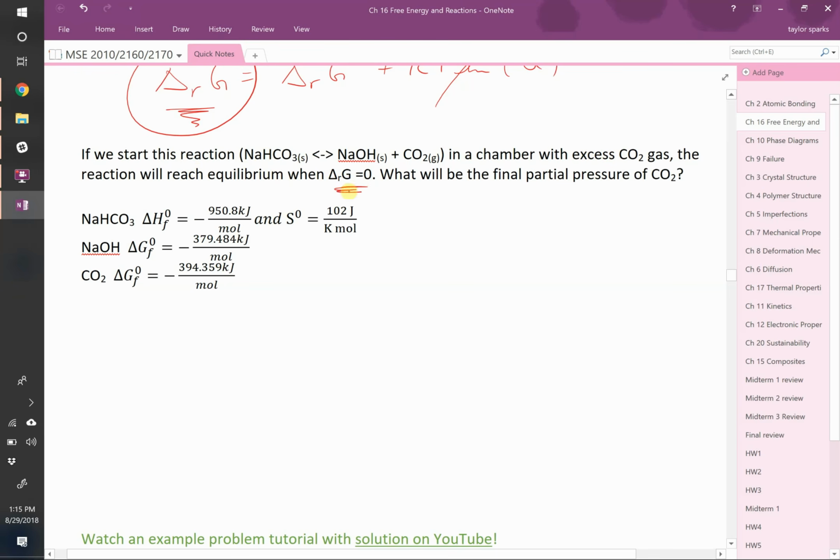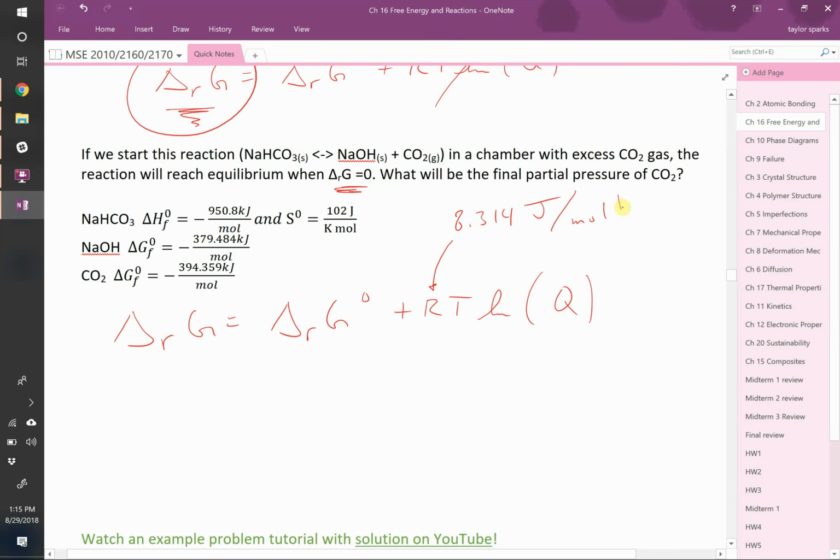When this equals 0, then there's no driving force for it to go from the beginning to the final state because they're at the same level, right? Where you start and where you end are at the same level, so there's no driving force for it to happen. The question is, what will be the final partial pressure of CO2 in this chamber at equilibrium? So I'll help get you started. We know that normally we'd write delta Rg equals delta Rg naught plus R times T times natural log of Q. Remember that R is our gas constant. That's 8.314 joules per mole, right? And temperature needs to be in Kelvin. Is it joules per mole, Kelvin?